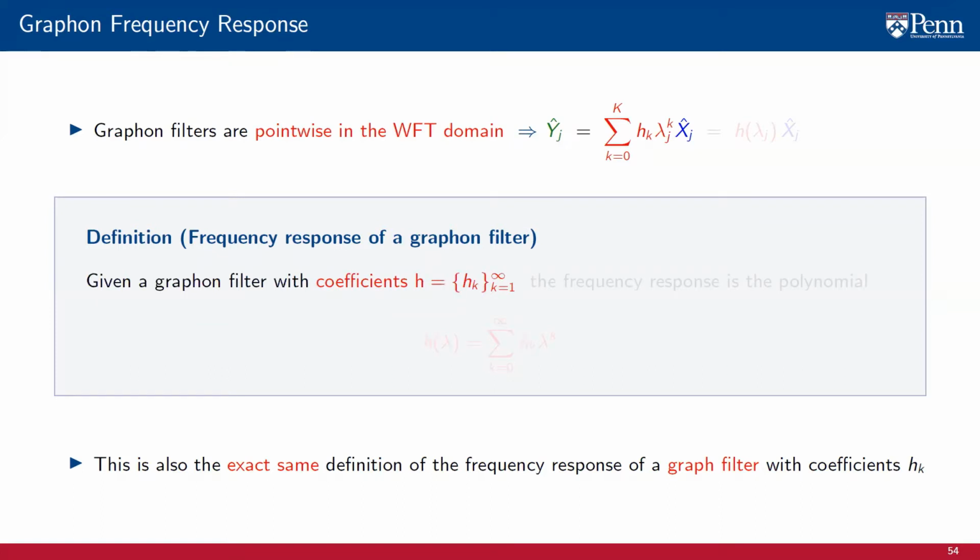Given a Graphon filter with coefficients h, the frequency response of the Graphon filter is defined as a polynomial on the scalar variable lambda modulated by coefficients hk. This is exactly the same definition of the frequency response of a graph filter with the same coefficients.